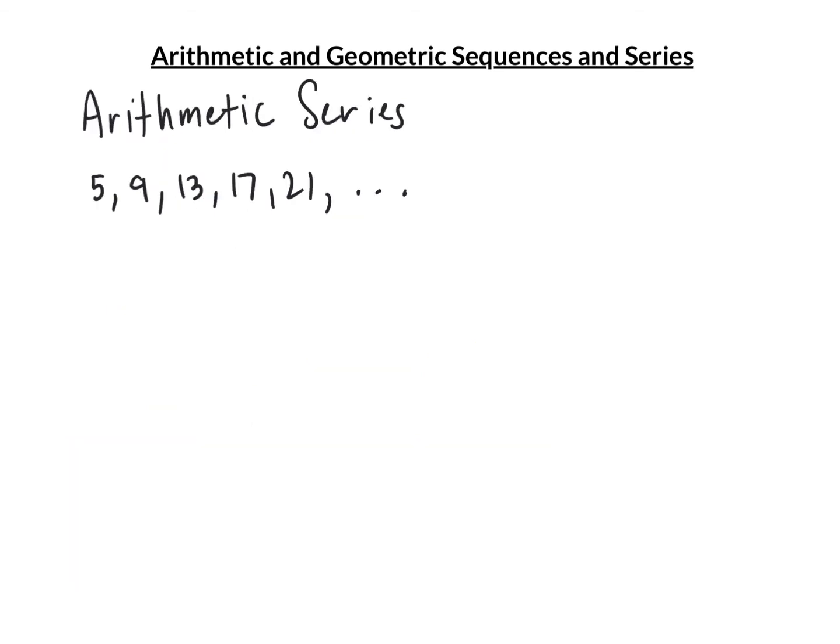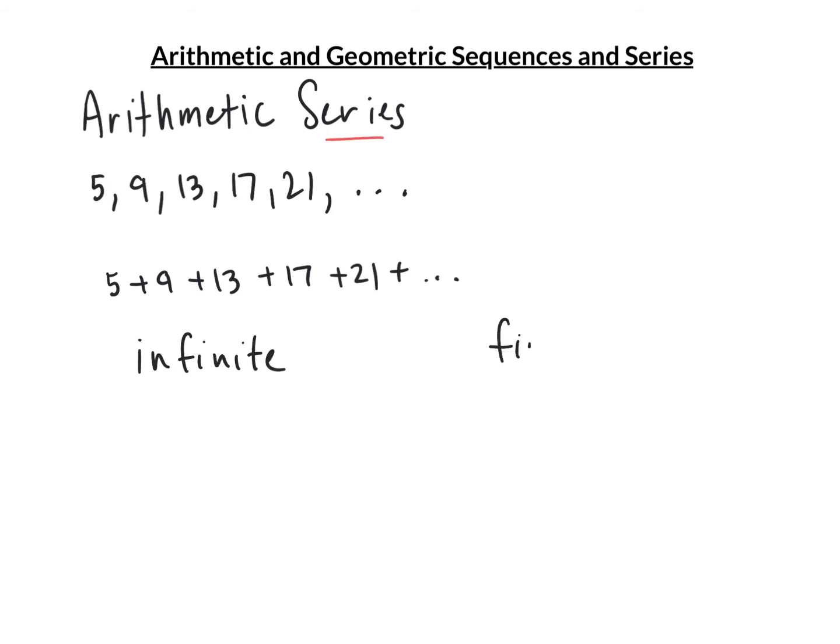An arithmetic series, the key word here being series, is when we take a sequence and we add the individual terms. So the series would be 5 plus 9 plus 13 plus 17 plus 21, plus, this series could be infinite, or it could be finite, meaning it has a limit. If we add a certain number of terms in arithmetic series, that is called a partial sum.